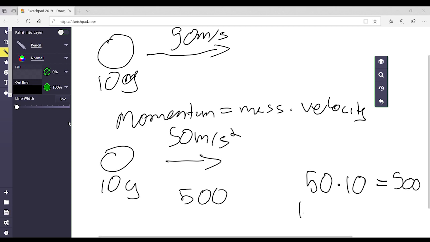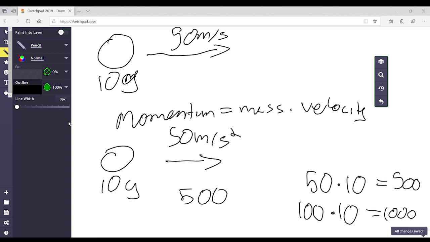But in the second second, it would have a velocity of 100 because it increases by 50. And that would go to 1,000. So momentum is mass times velocity, and force equals mass times acceleration.